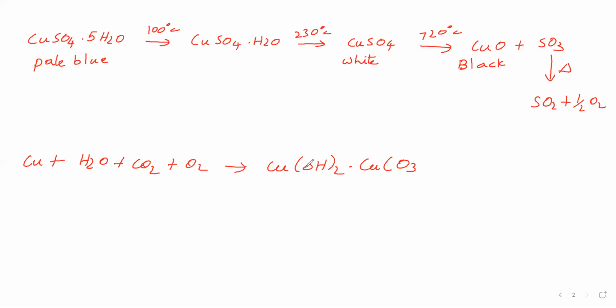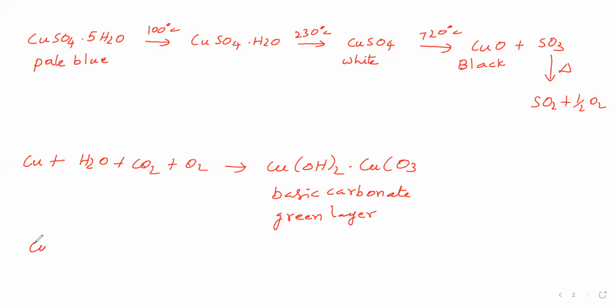Because hydroxide is there, it is called a basic carbonate. Hydroxide is there, CO3 2- is there, therefore basic carbonate. It gives a green color, therefore a green layer. So copper metal on exposure to moist air gets a green layer over the surface due to formation of this basic carbonate. The formula is Cu(OH)2.CuCO3.